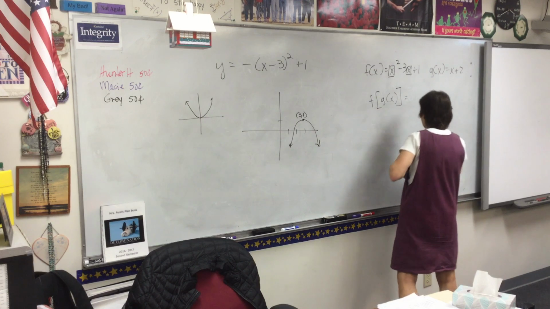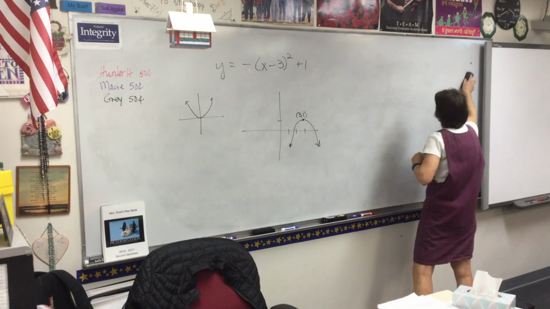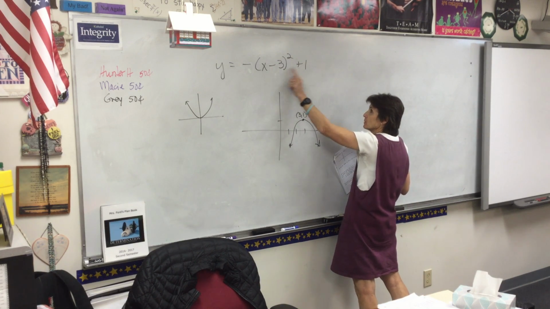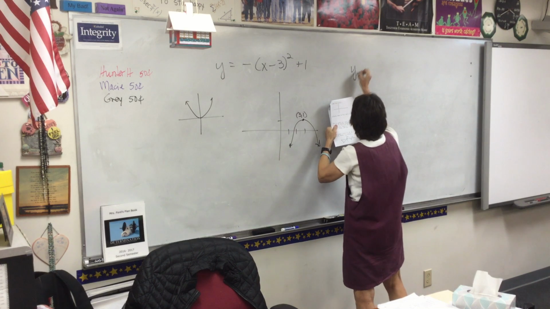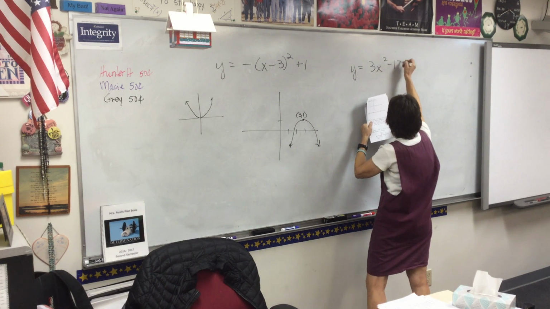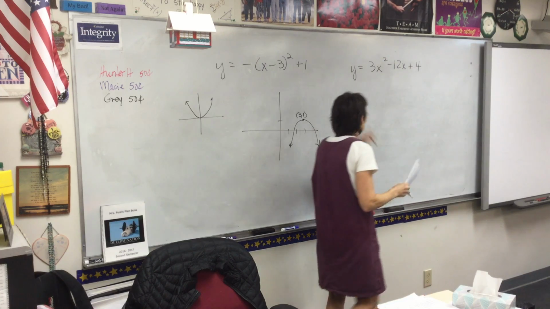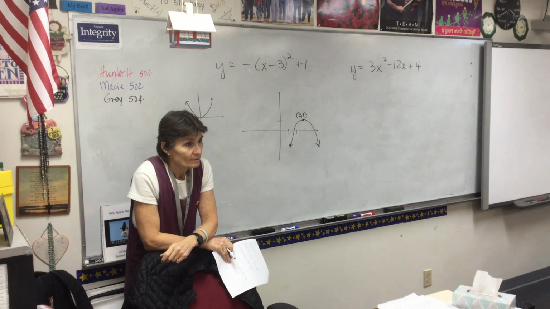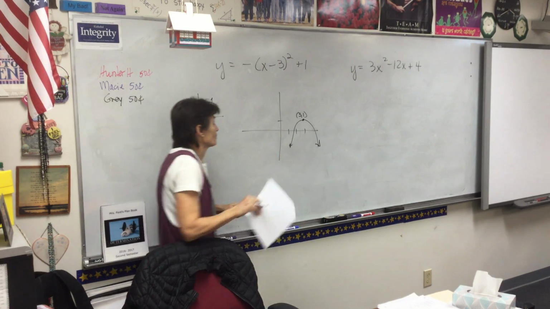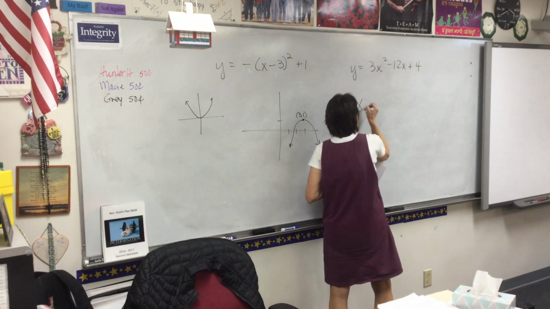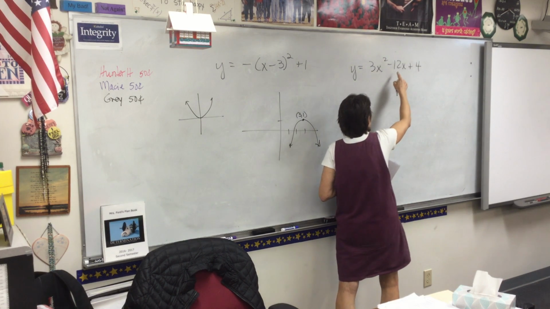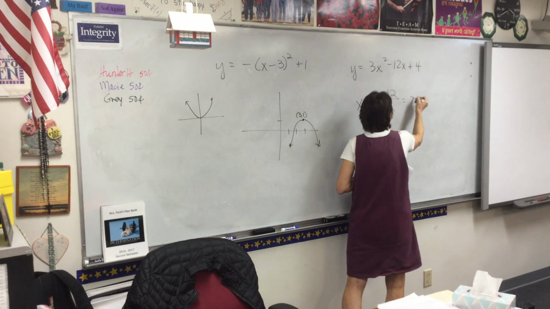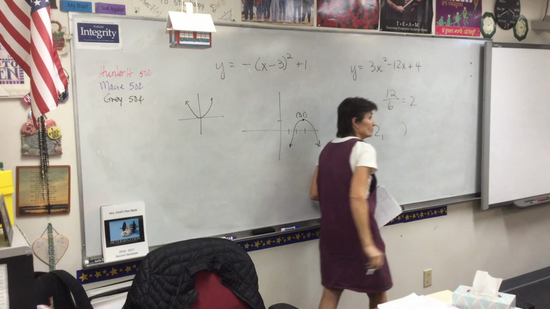Number 12 is another parabola, but it's a little harder to find its vertex. This one, you could look at it and say the vertex was at 3, 1. This one, I don't know. How do I find the vertex when it's not in vertex form? We already did this. There's a formula: negative b over 2a. So the x coordinate is 2.